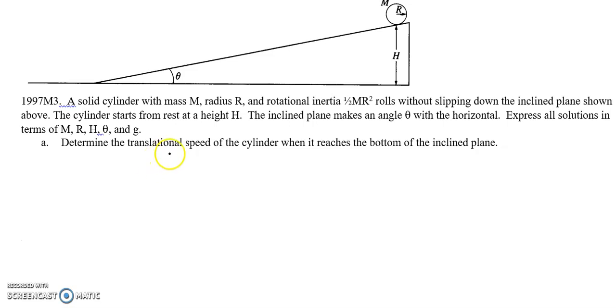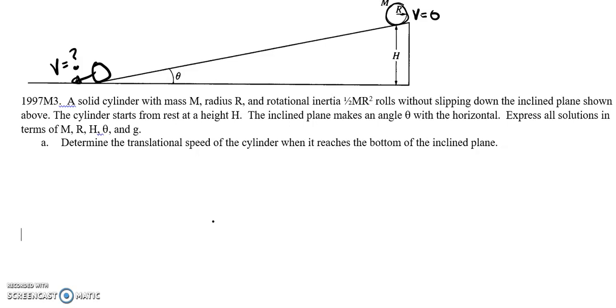For A, we want to find the translational speed of the cylinder when it reaches the bottom of the inclined plane. I always like to draw the point I'm looking at, so I'm going to find the translational speed right here. If I look at this problem, it starts up here where its velocity is 0, and it comes down to here. Anytime something is changing positions and changing velocities, energy conservation is a great bet.